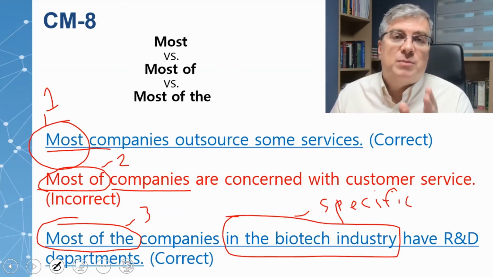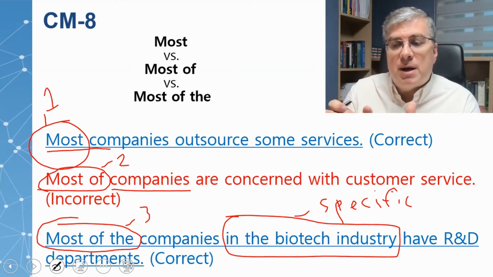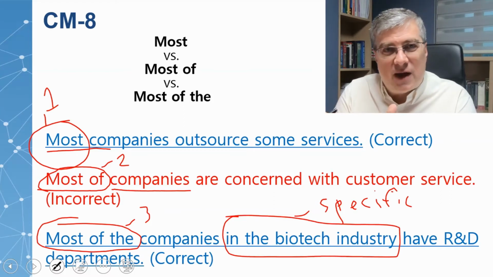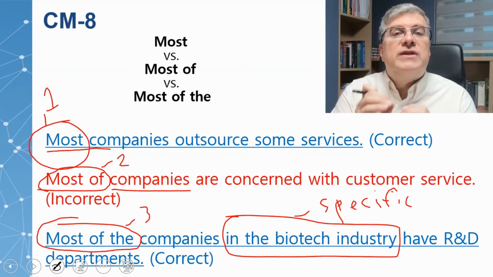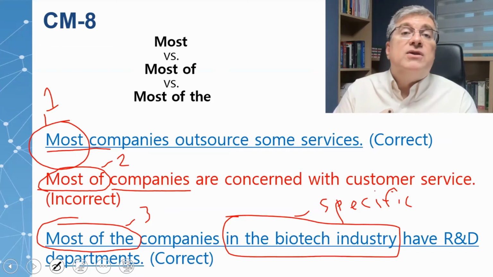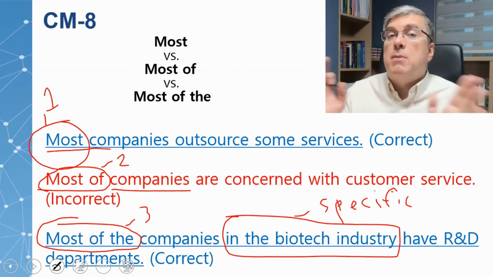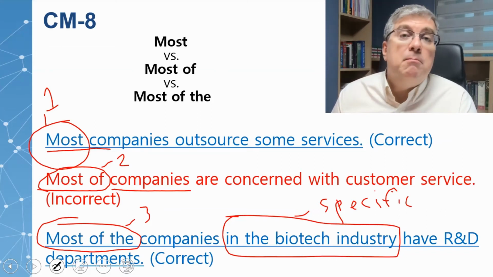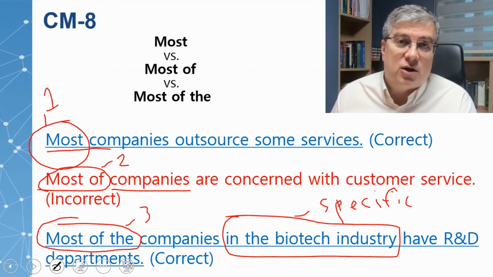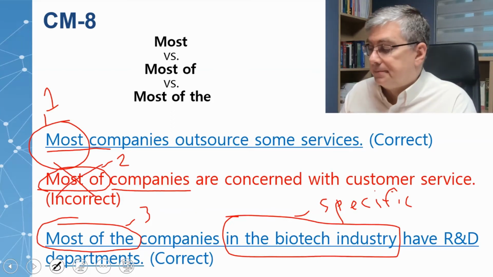So if you're making a specific reference, if you're talking about a group that you are specifying in some way, then you say "most of the." But if you're speaking generally, just say "most." Don't say "most of," because that's just incorrect. Most of students, most of young people, no, this is incorrect. Okay, moving on.